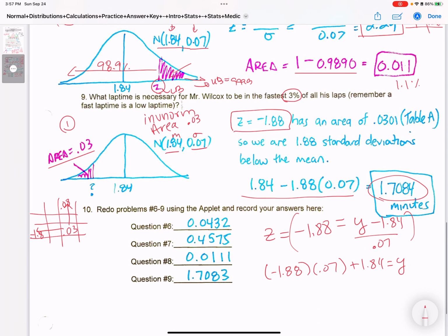This one just says redo the questions, and we're going to use a calculator this time. It used an applet, but I used a calculator on all of these, and you're going to see that the values are very, very close.